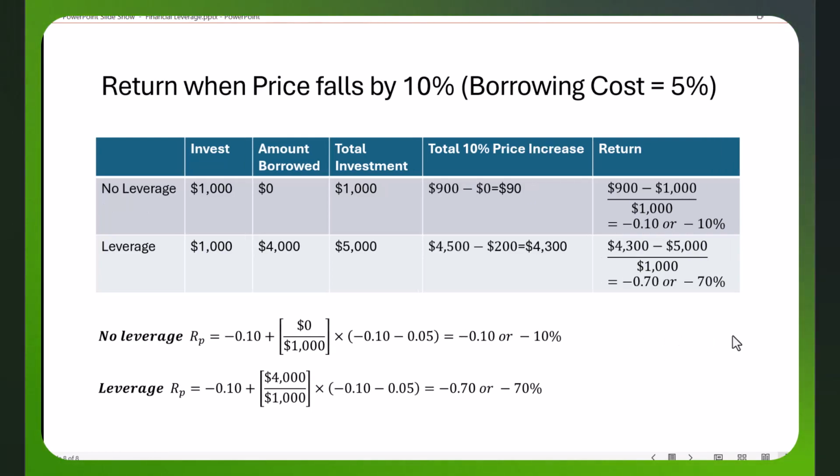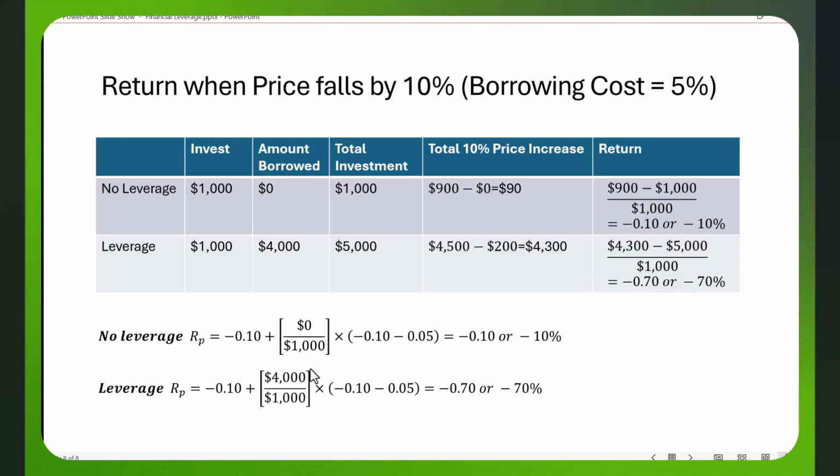And then finally, what happens when prices fall by 10% and the cost of borrowing is 5%? Again, here, your portfolio is going to be $5,000 originally. It falls to $4,500 minus the $200 that you pay in interest. So $4,300 minus the $5,000 gives us minus $700 over 1,000. You're going to lose 70%, and you can see that down here.